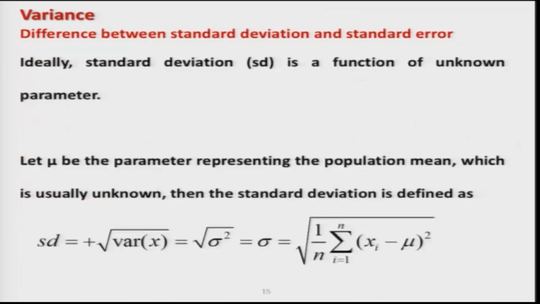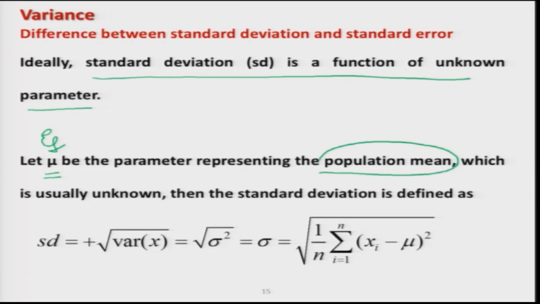What does this mean actually? Ideally, the standard deviation is a function of some unknown parameters. For example, suppose mu is representing the population mean, the mean of all the units inside the population, which is very, very large. And practically it is very difficult to find the mean of the entire population. So, usually it is unknown.